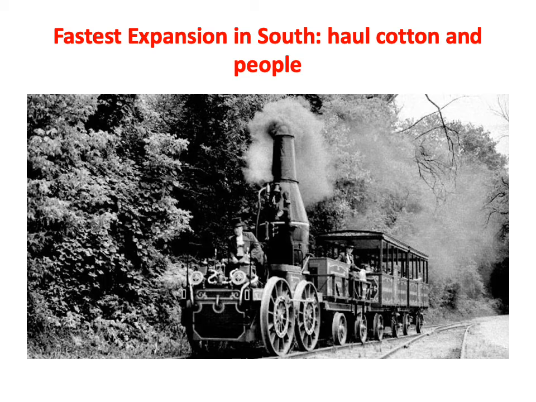Initially, the railroad's fastest expansion was in the southern part of the United States, and plantations would use it to haul people and cotton from one side of a plantation to the port or whatever.